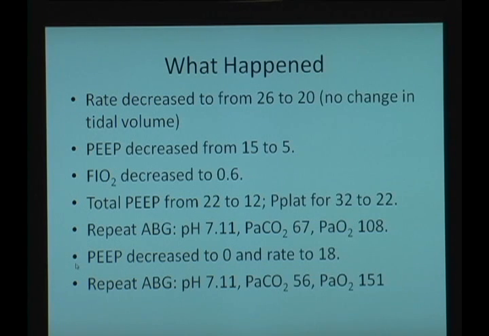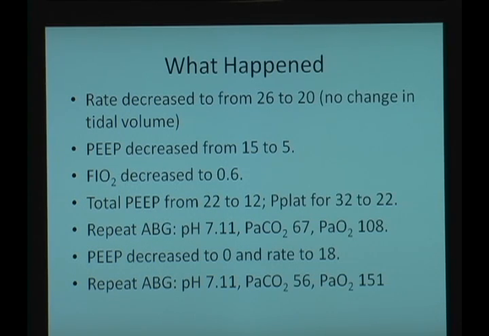So let's look at what happened to the patient. I'm going to show you why you chose the right answer. What we did was we decreased the rate from 26 to 20, and we did not change the tidal volume. So we reduced the minute ventilation. We dropped the PEEP from 15 to 5, and we dropped the FiO2 to 0.6. When we did that, the total PEEP went from 22 to 12, and the plateau pressure dropped from 32 to 22. Her repeat blood gases showed that her PCO2 came down despite that we dropped her minute ventilation.